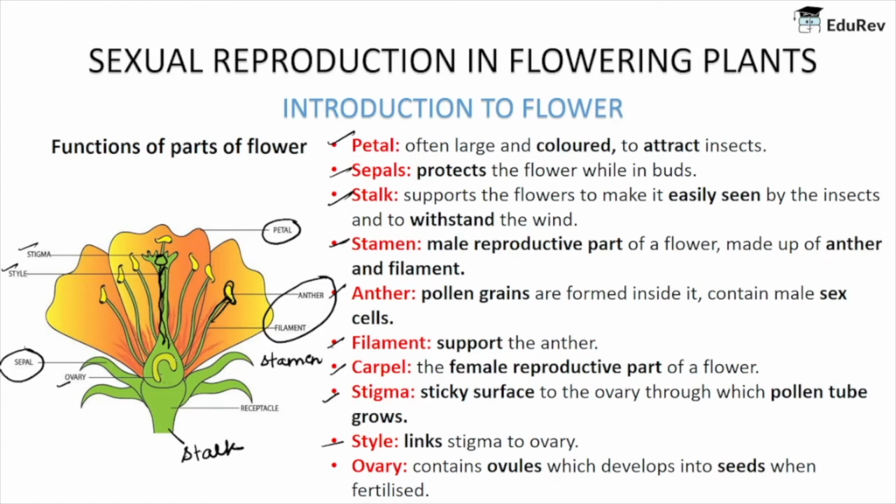Now the last part is the ovary. Ovary contains ovules, which develop into seeds when fertilized. So now you know that it is the site of fertilization, between the pollen grains and the ovule which is present in the ovary. Yes. So this was about the functions of particular parts of a flower that we just studied.